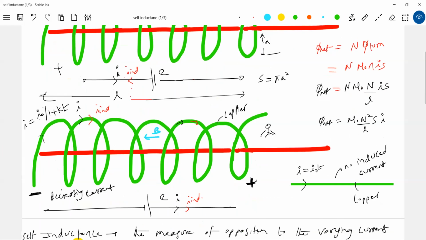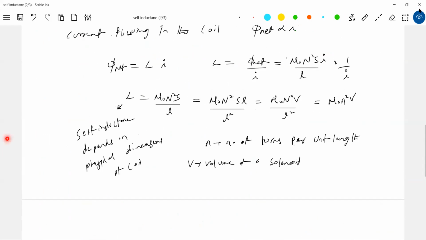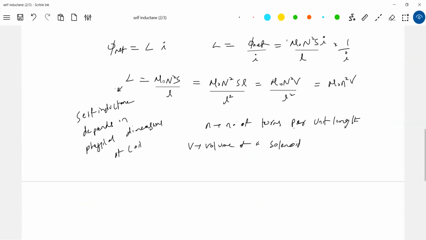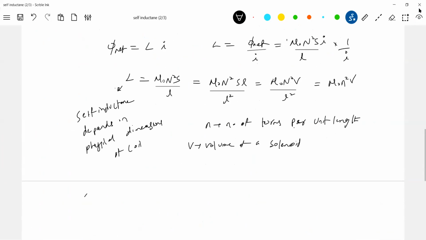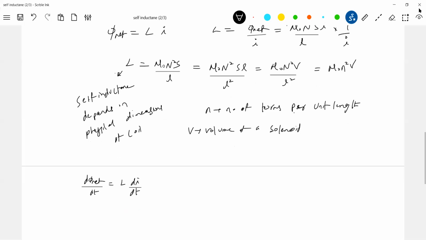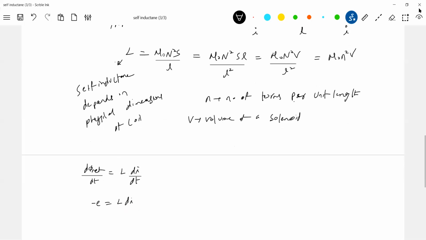So let's try to calculate the EMF generated here. Whose help should I take? I'll differentiate that equation. d phi by dt equals L di by dt. From Lenz's law, d phi by dt should be equal to minus the EMF. So this is another definition for the self-inductance. And look at that EMF induced, it will oppose the cause, no? What does the negative sign indicate? The negative sign indicates the EMF induced is such that it will oppose the cause. What is the cause? The varying current.